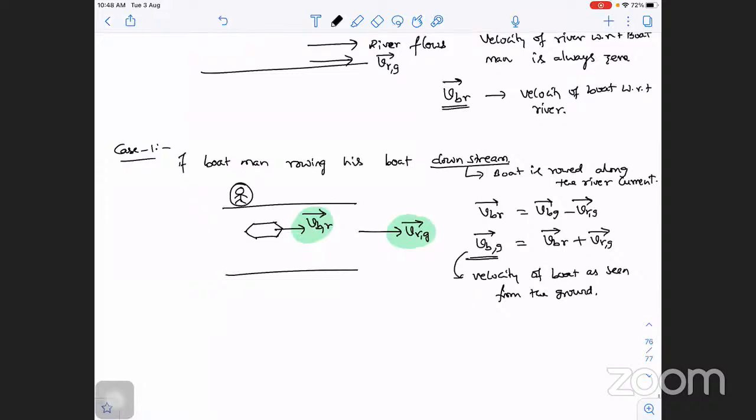So as both are in the same direction, for downstream, what is the velocity of the boat as seen from the ground? The magnitude of velocity of the boat as seen from the ground is the magnitude of velocity of boat with respect to river plus velocity of river with respect to ground. You can simply add magnitudes.